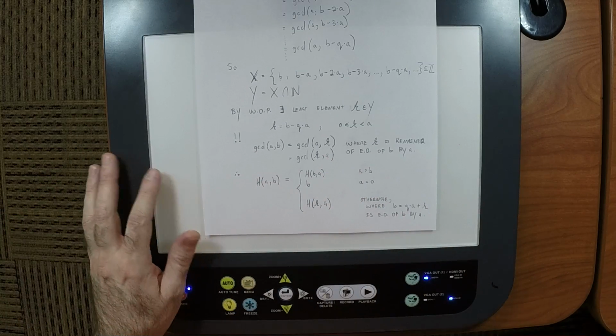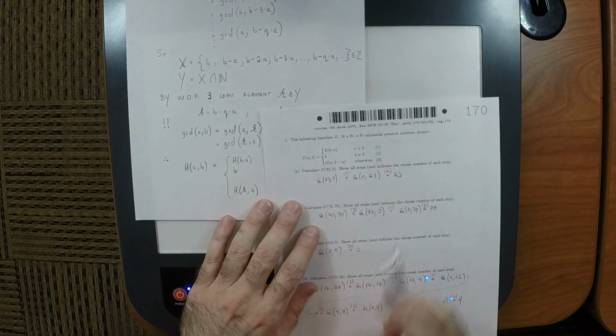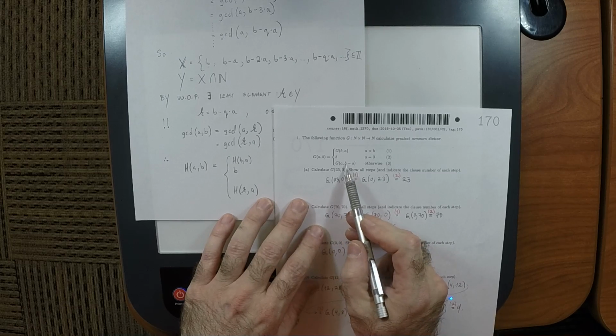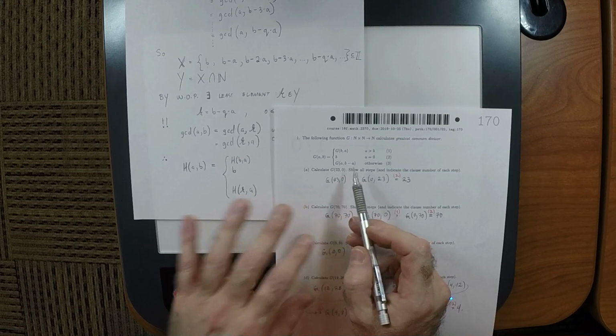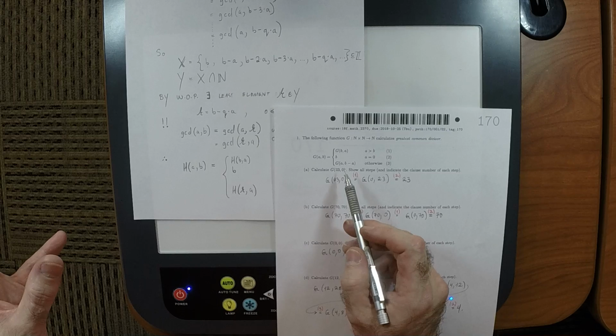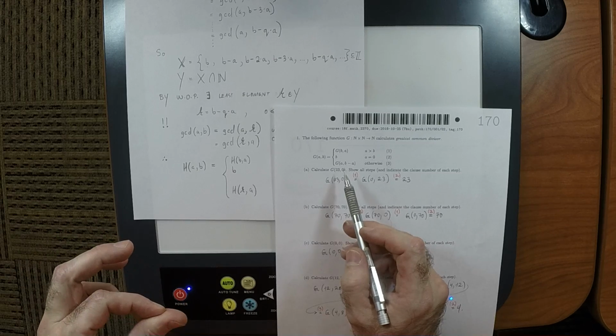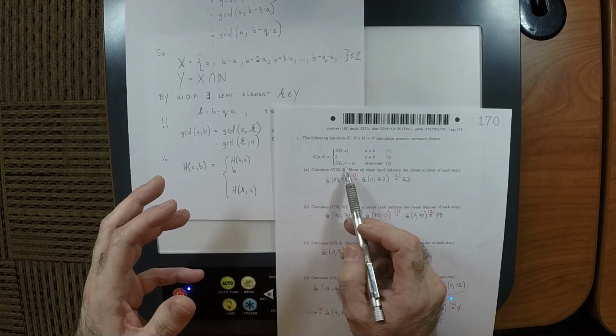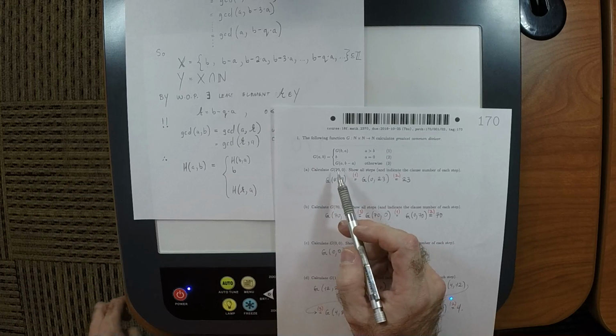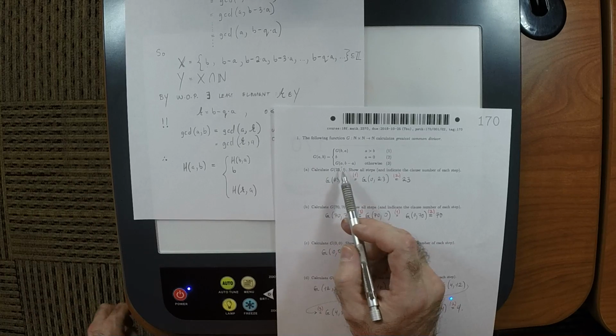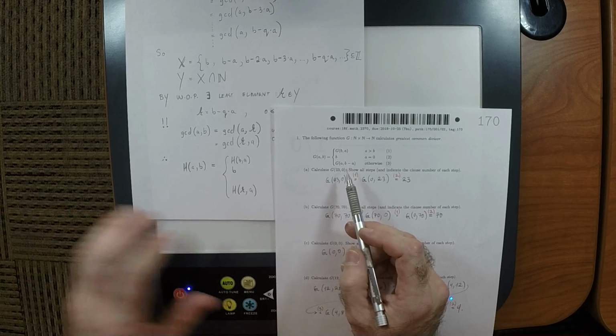So comparing it to G, G makes progress because B minus A is smaller than B, right? But it might not be smaller than A. A is the small one. B minus A is smaller than B, but it might not be smaller than A.